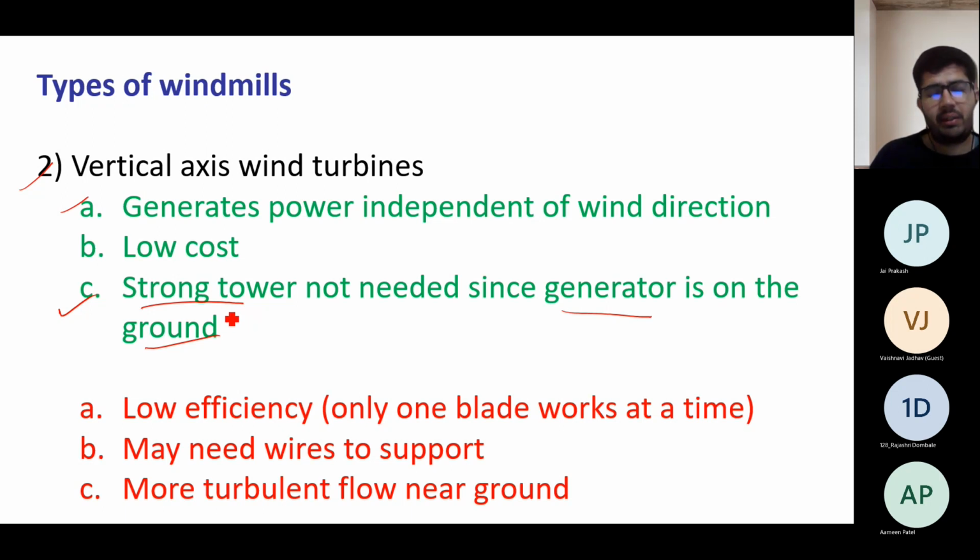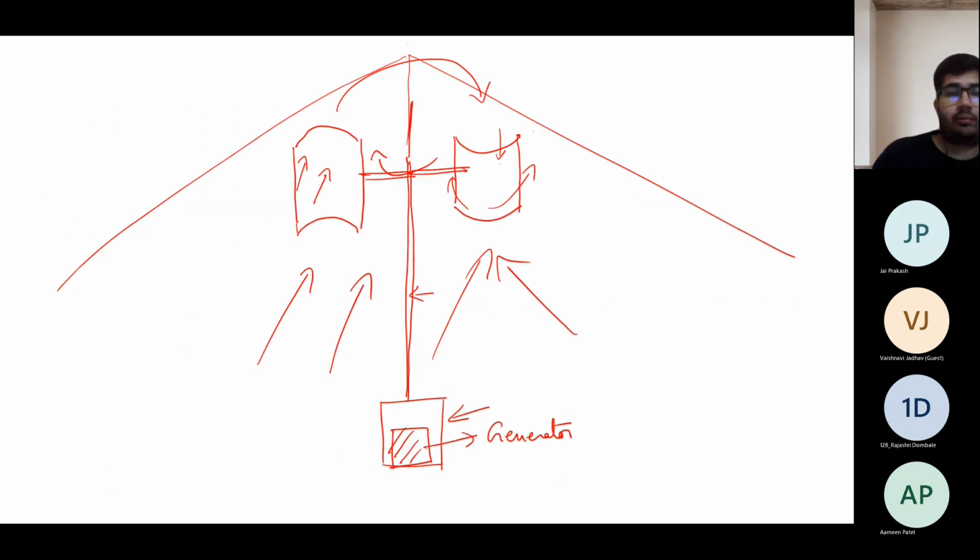These are the advantages, but there are some limitations also. The first is low efficiency. The vertical axis wind turbine has low efficiency compared to the horizontal axis wind turbine because only one blade works at a time. The second is that it may need wires for support. We need to install some wires to keep it straight and stable. And there is more turbulent flow near the ground.